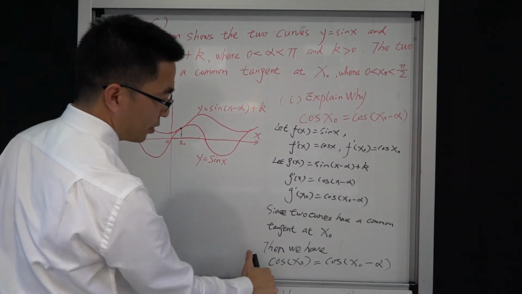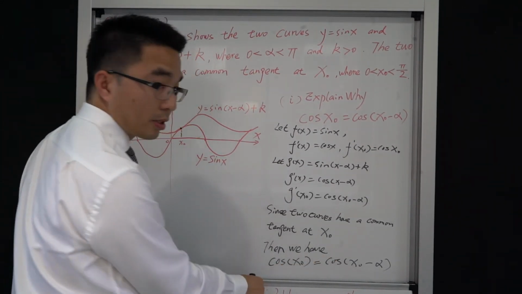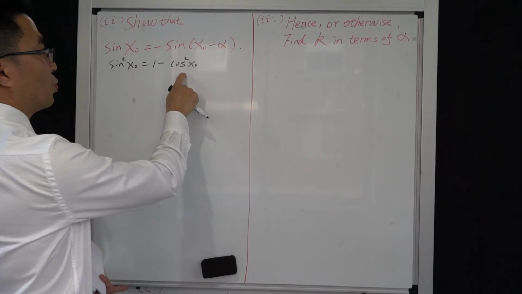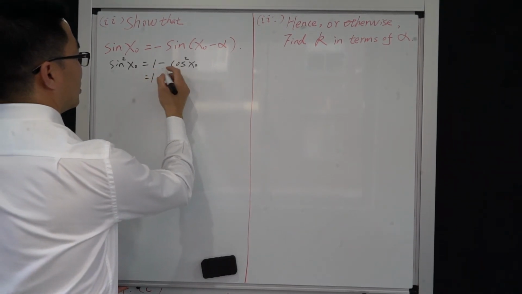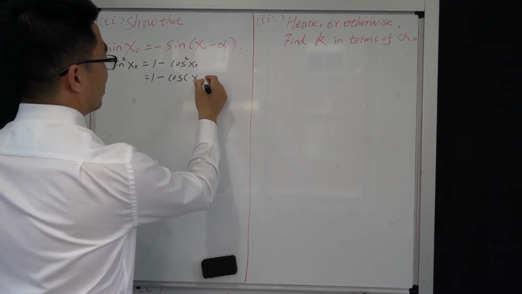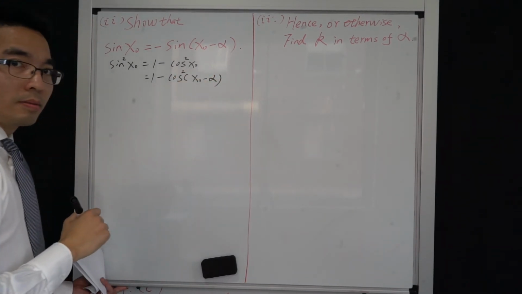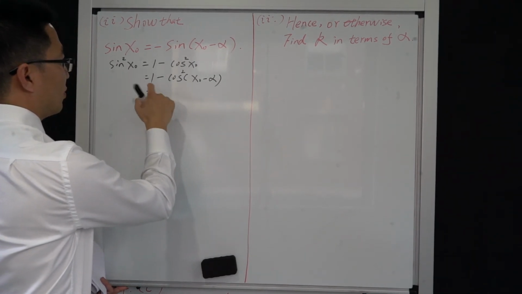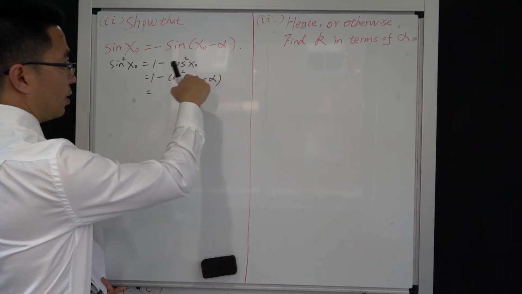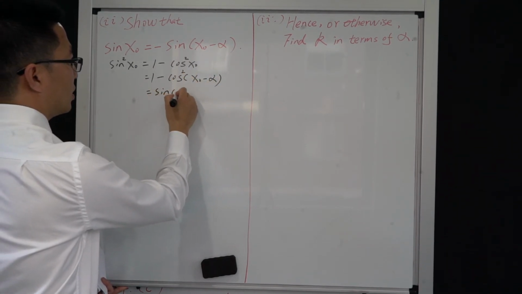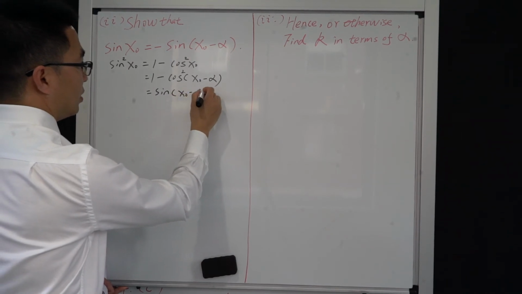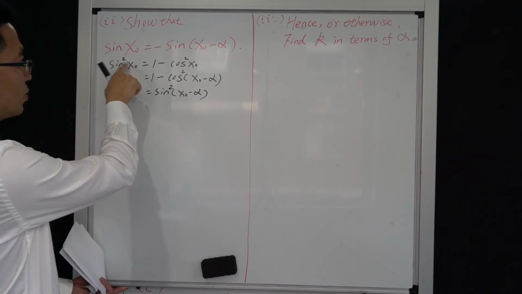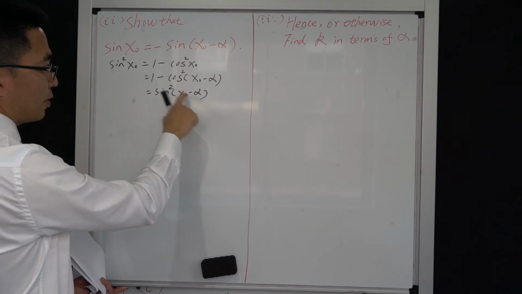So from the previous question, we have cos x0 equal to cos(x0 minus alpha). We can use this result to replace this one, so we have 1 minus cos squared of (x0 minus alpha), right? And based on this result, because 1 minus cos squared of an angle equals sine squared of that angle, which means we have sine squared x0 equal to sine squared (x0 minus alpha).